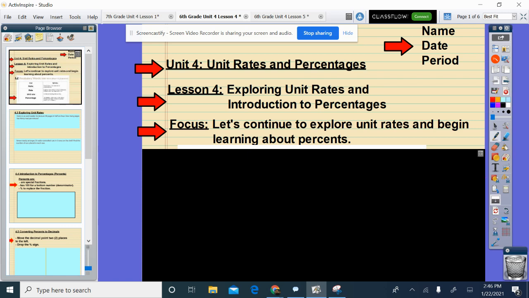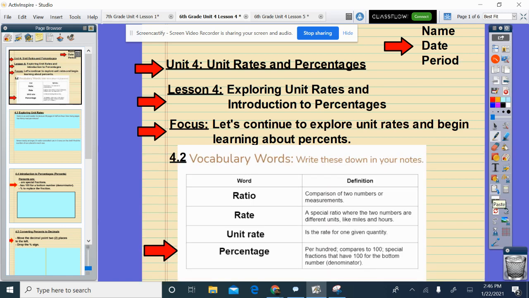Put in your name, the date, and the period there in the upper right-hand corner, and make sure when you upload these notes that you include the examples that I do, please, with them. Next, you'll have your vocabulary words. Write these down in your notes. What I'd recommend doing is pausing the video right now and writing these down and then start it up again. But I'm going to go through them right now.